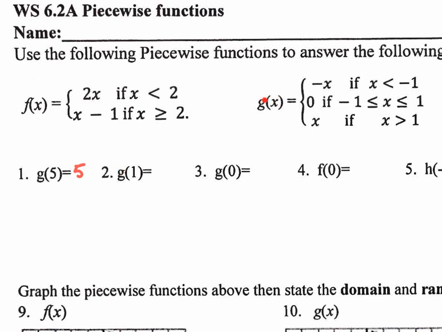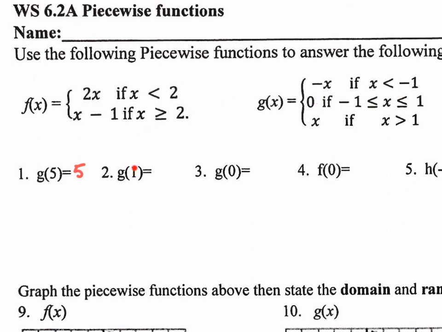G of 1. Go to the g function again, and you want to plug in 1. Well, where would 1 land? Is 1 less than -1? No. Is 1 between -1 and 1? Yes, because it has an "or equal to." So 1 does equal 1, so I'm going to be using this middle one.